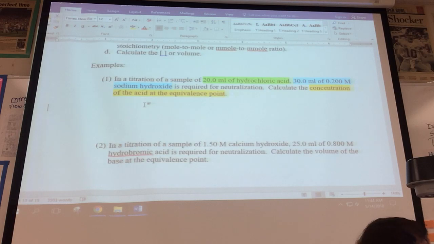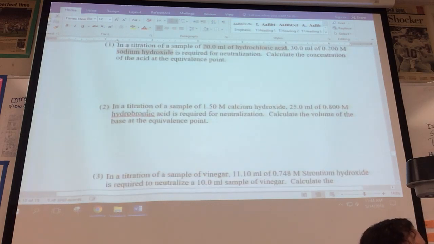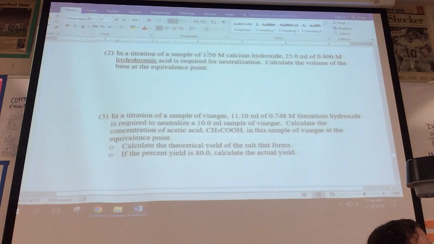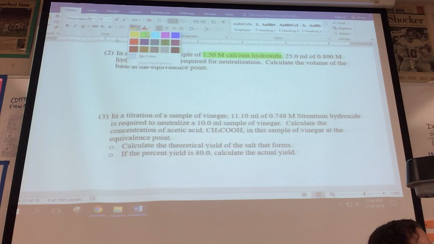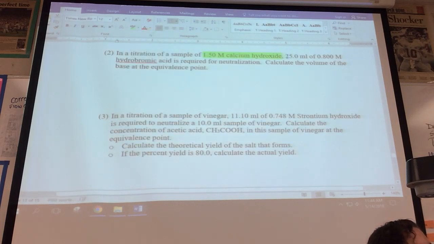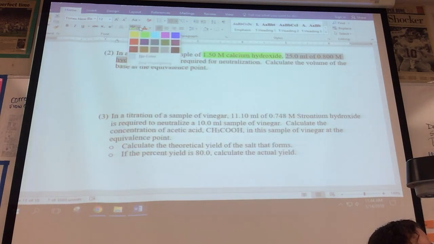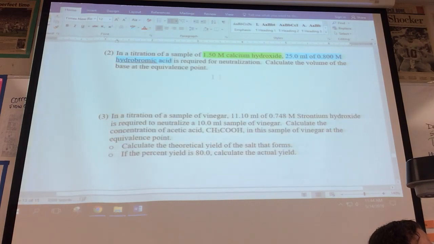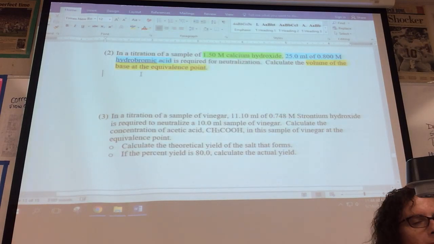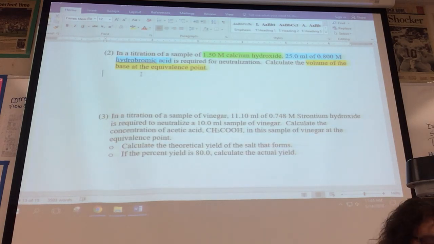On number 2, it says in a titration of a sample of 1.5 molar calcium hydroxide, is that the acid or the base? Base. 25 mils of 0.8 molar hydrobromic acid, that's your acid, is required for neutralization. Calculate the volume of the base. So this one is ever so slightly different. They ask you to calculate the volume, which is a little unusual, but it's done very similarly. Steps A, B, and C will be identical.